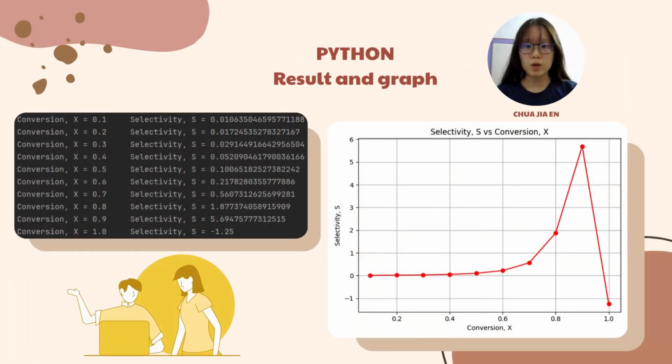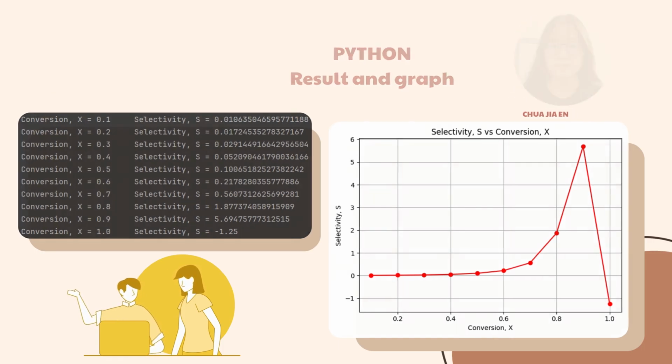These are the results we obtain after we run the Python programming. The different inputs of conversion change the instantaneous selectivity, which is shown on the left side, and we also obtain a graph of instantaneous selectivity versus conversion, which is also shown on the right side of the slide.